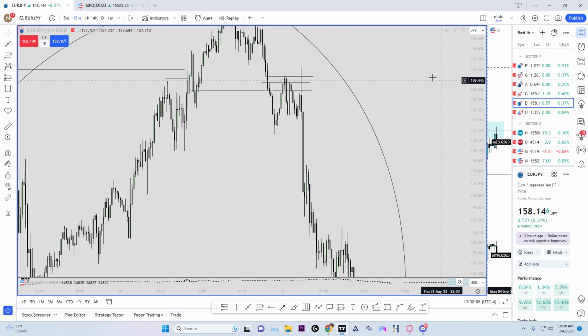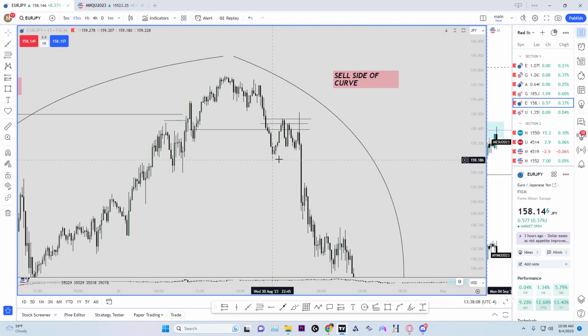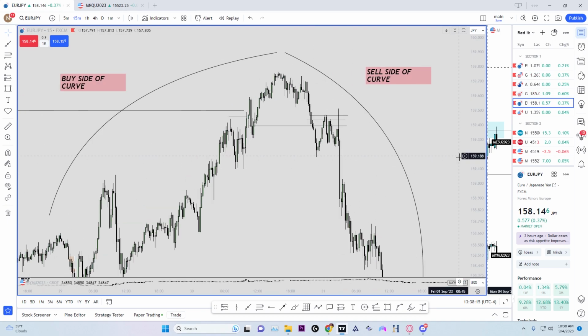I'm going to show you guys examples where it doesn't even look like a market maker buy or sell model. I'm going to show you a trade that I think I took.